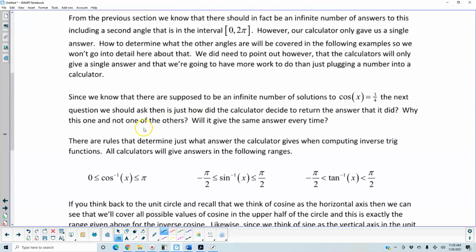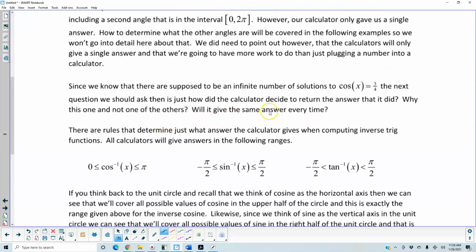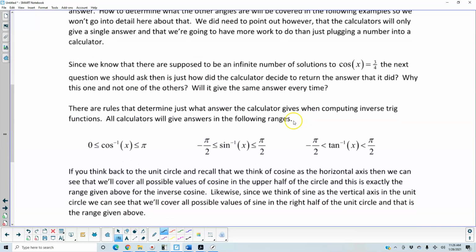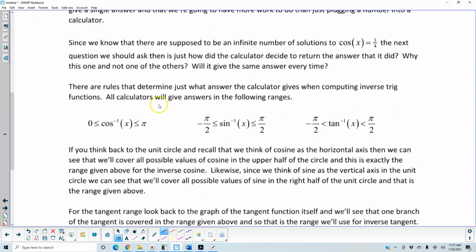And why this one and not one of the others? Will it give the same answers every time? There are rules that determine just what answer the calculator gives when computing inverse trig functions. All calculators will give answers in the following ranges.